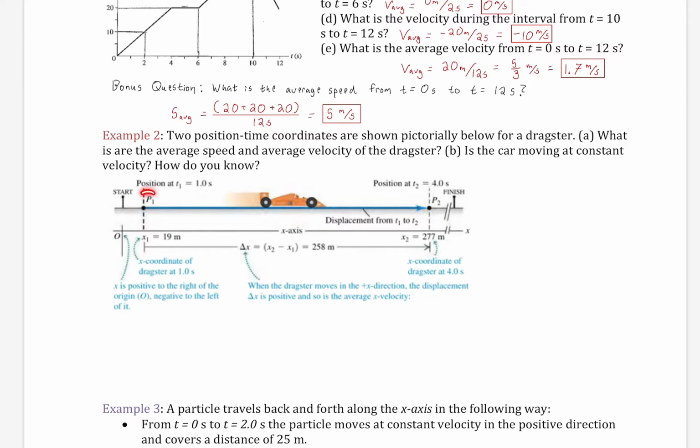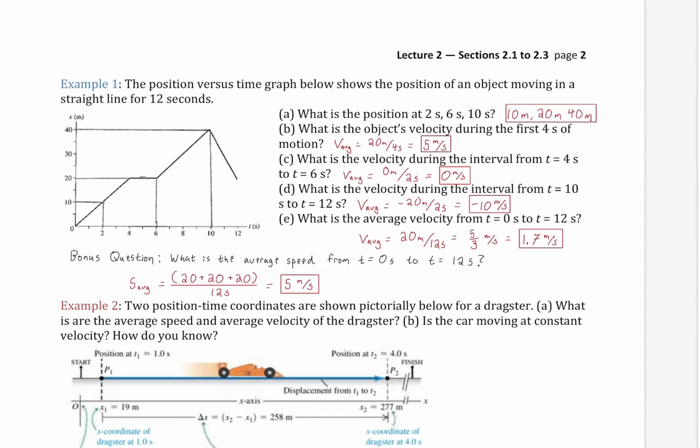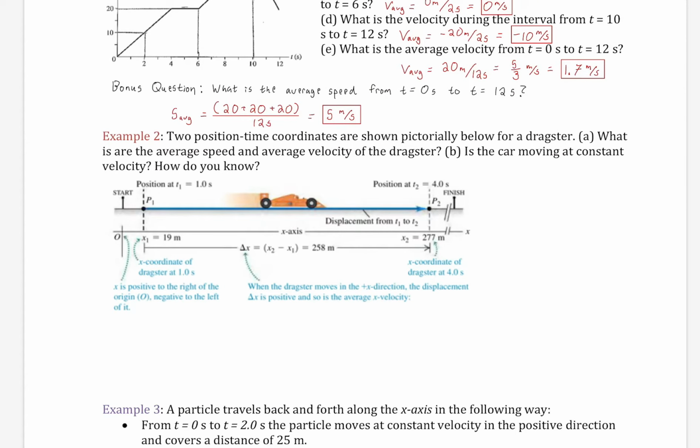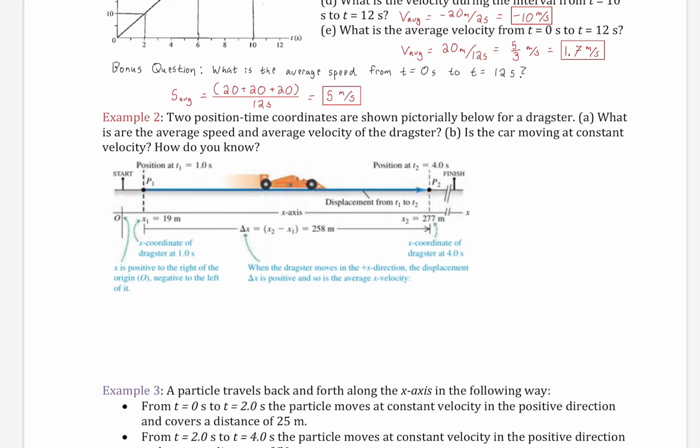We're told what happened at a particular point, both in space and time, and then what happened at another point in space and time. Okay? So taking the information in this diagram, please, let's answer the questions. All right, so in part A, we're asked what is the average speed and the average velocity.